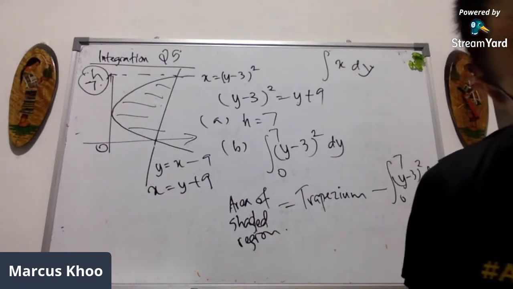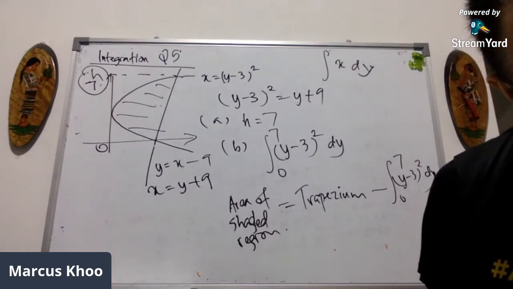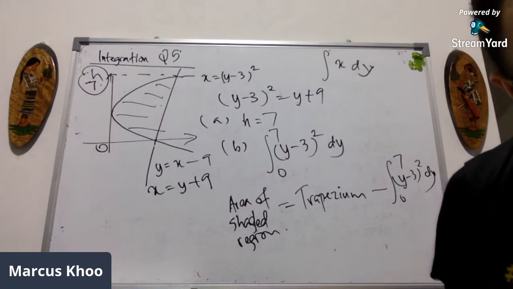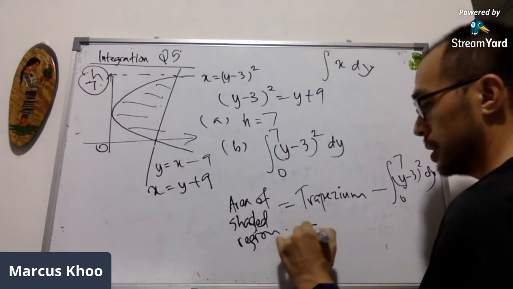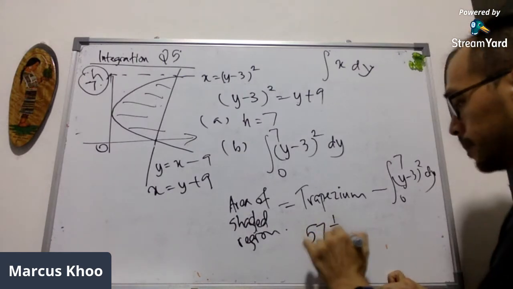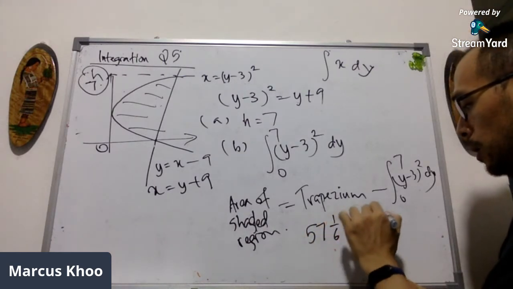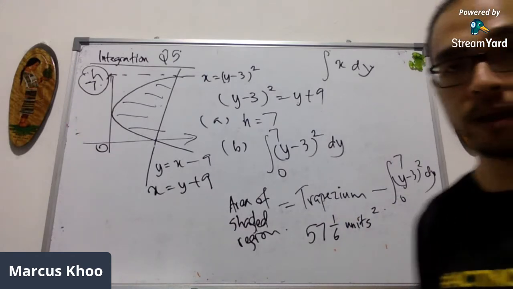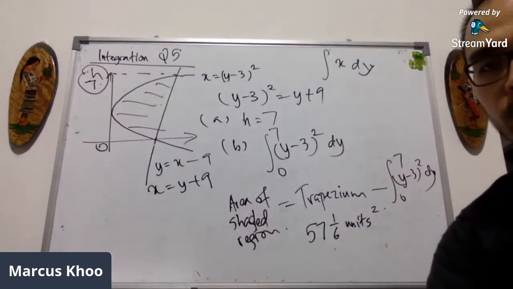Question 5. Okay, the answer is 57 1 over 6. Okay, 57 1 over 6 units squared.